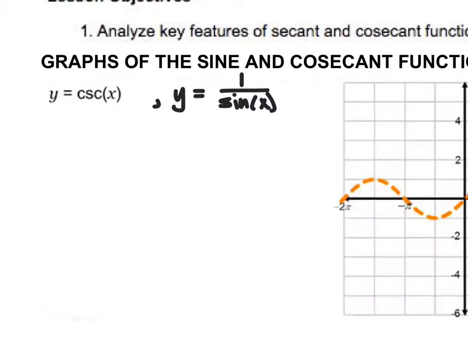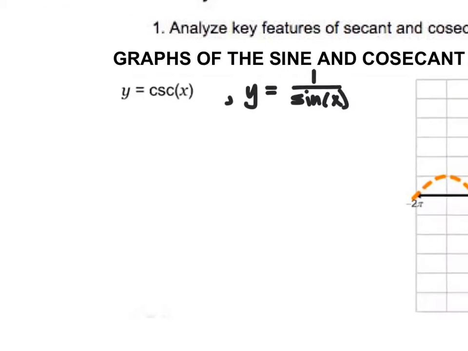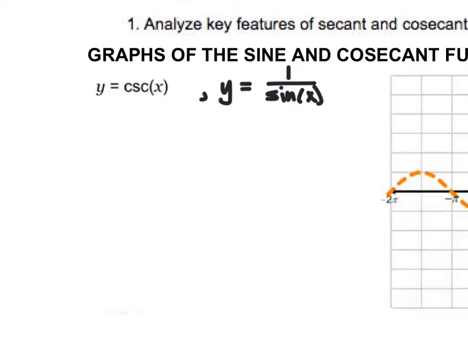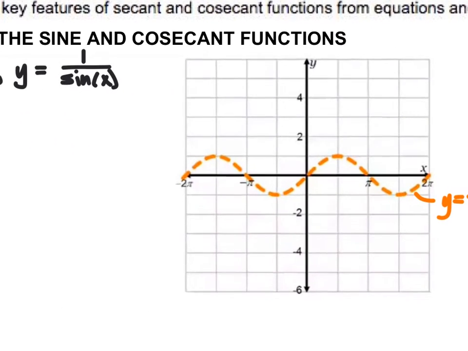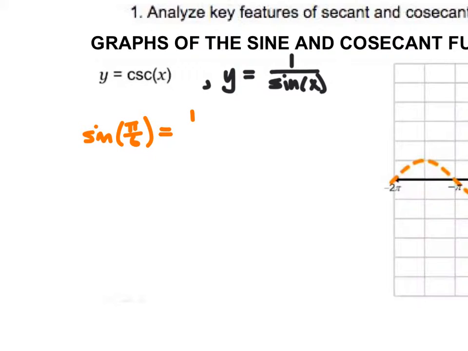So what we want to do is first look at the sine graph, and that's what we see here. This graph down here is y equals sine of x. We're going to use these graphs to help us, and I want to look at a couple of points here. The first thing I want to look at is sine of, say, pi over 6. Pi over 6 is right here on your graph, and the y value we have here is 1/2.